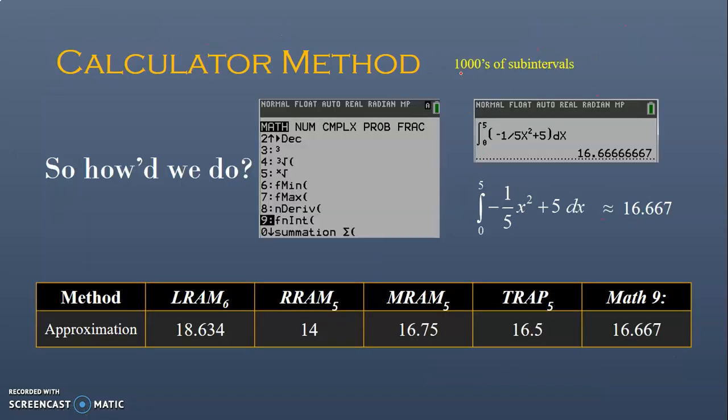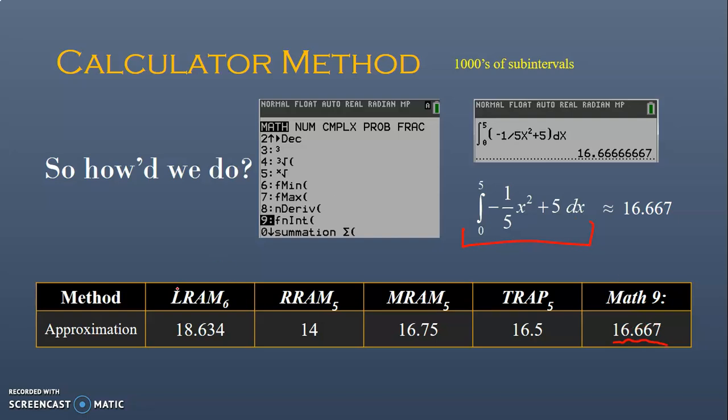Okay, now let's look and see how we did with our different approximations. So if I just hit Math 9 on my calculator, it'll chop it up into thousands of different subintervals, and we'll get very close to the correct answer. So if I hit Math 9 and just type this into my calculator, I would have gotten 16.667.